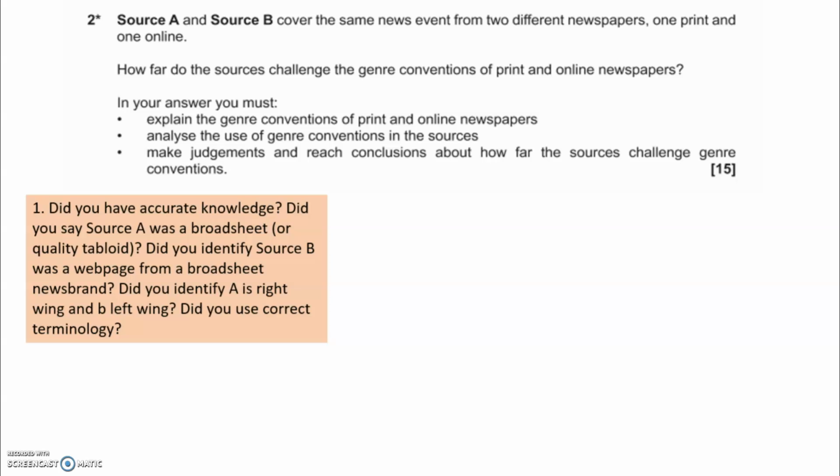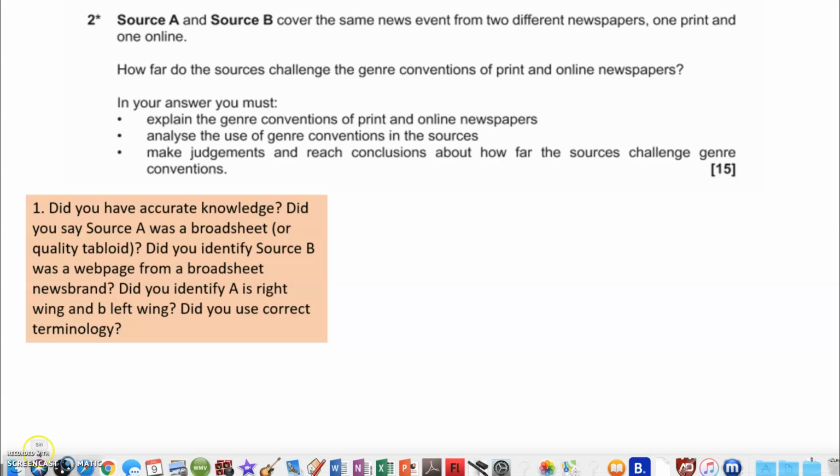Did you correctly identify which one is right-wing and left-wing? Again, there was lots of confusion there. Some of you were talking about the Telegraph as being left-wing and the Guardian being right-wing. This is inaccurate and you need to make sure you have this knowledge. So brushing up on your knowledge is absolutely vital. Source B is a web page, a broadsheet web page, and Source A was a broadsheet or quality tabloid newspaper. So you had to think about that.